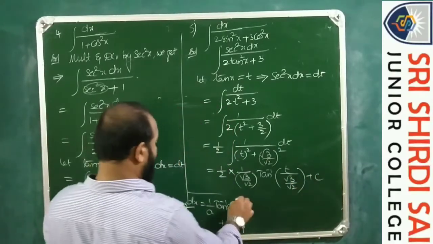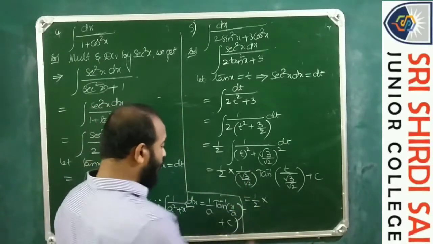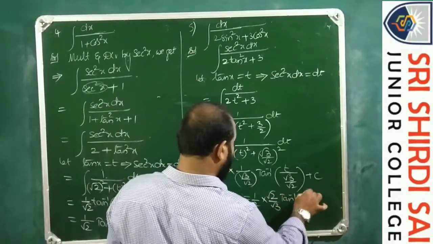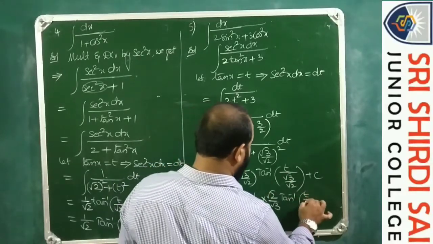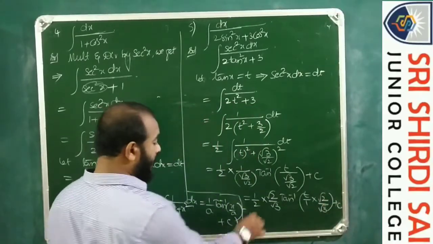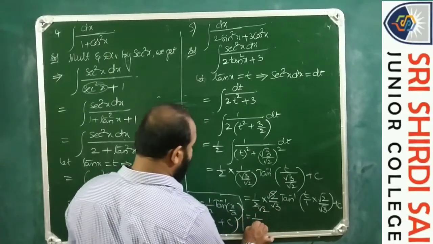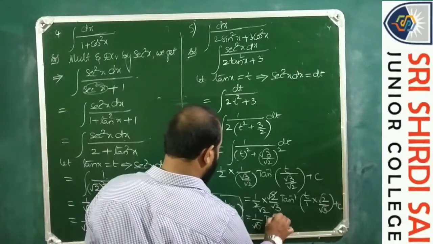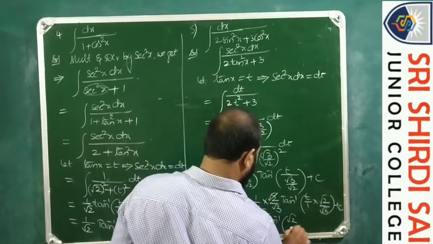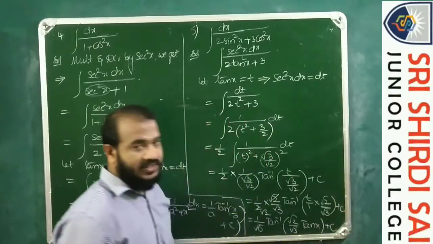So this is equal to 1 by 2, and 1 by root 3 by root 2 is root 2 by root 3. So this is tan inverse of t into root 2 by root 3 plus c. Here this is equal to 1 by root 2 into root 3, which is root 6, tan inverse, t is equal to tan x, so root 2 by root 3 into tan x plus constant of integration c.